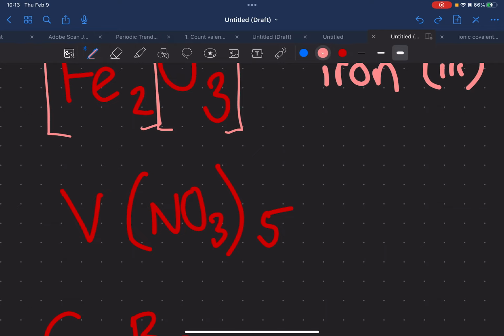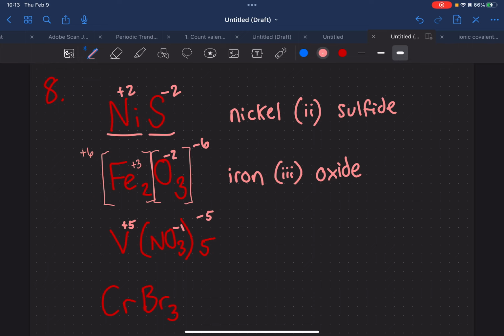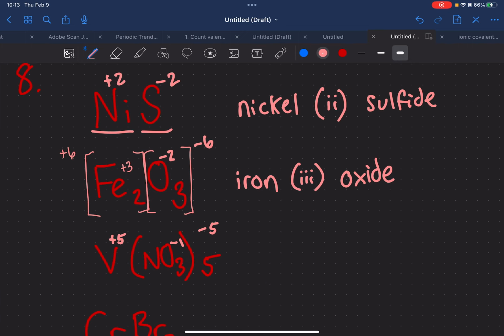So there's that. It's got a charge of -1. Multiply that by 5 to make a -5 charge for all of my nitrates together. I only have one vanadium ion, so that must mean that my vanadium has a charge of +5, and that's okay. Some transition metals can go up to 5, so that's vanadium 5 nitrate.